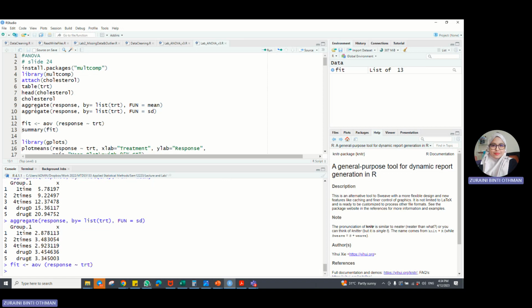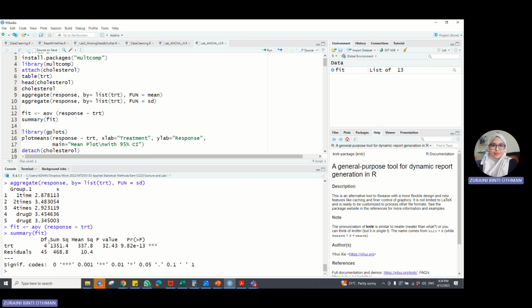Fit ANOVA, and we want to know the fit: analysis of variance for the response by treatment. This is the summary. What we want to analyze here is the ANOVA F test for treatment TRT, which is significant, with p less than 0.001, providing evidence that the 5 treatments are not all equally effective.